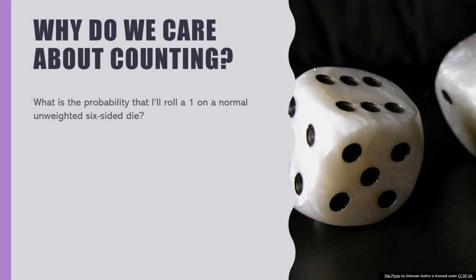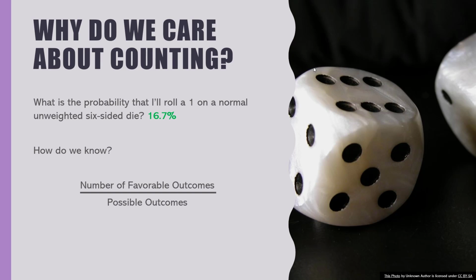But let me ask you a question here. This seems like a simple question, and you're going to know the answer, no problem. What is the probability that I'll roll a 1 on a normal unweighted 6-sided die? I've got a regular old die, and I roll it. What's the chance I'm going to roll a 1? 1 out of 6, which as a percentage is 16.7%, right? So we intuitively know that that's 1 divided by 6, okay? In other words, that's the number of favorable outcomes divided by possible outcomes, right? The number of favorable outcomes is just 1. I wanted to roll a 1.